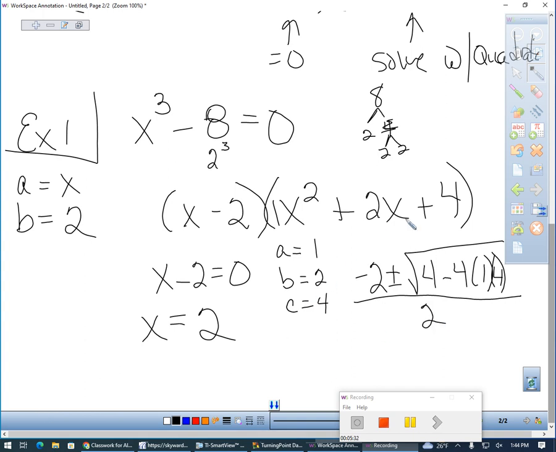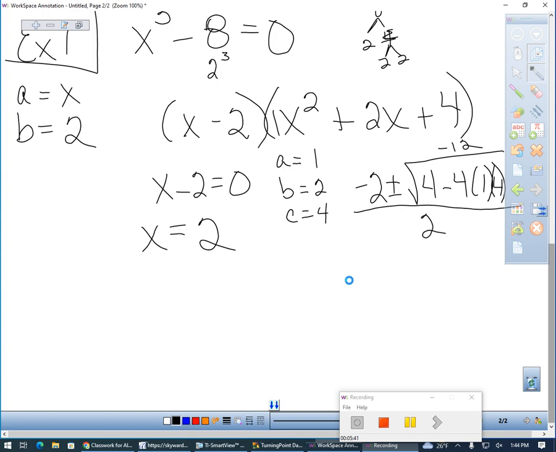So underneath my square root, I have 4 minus 16, or negative 12. So I have negative 2 plus and minus the square root of negative 12. It's a negative under there, which means we take out a what? An i. Thank you, Reagan. We take out an i. And 12 breaks down into 2 times 2 times 3. So I have 2i square root 3 all over 2. And now what reduces?